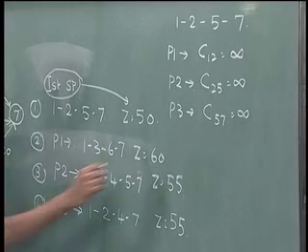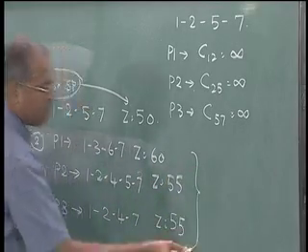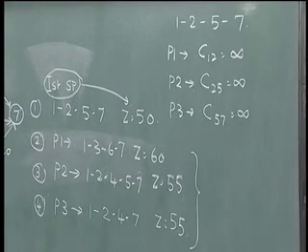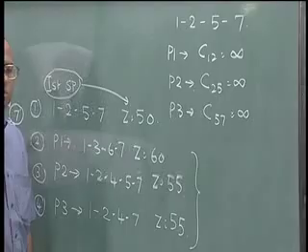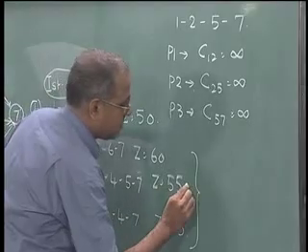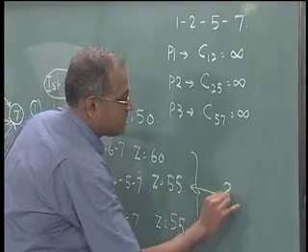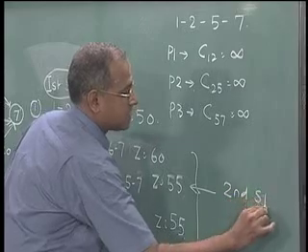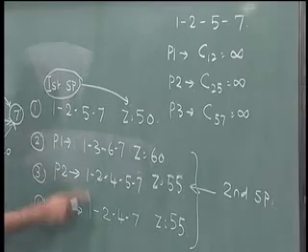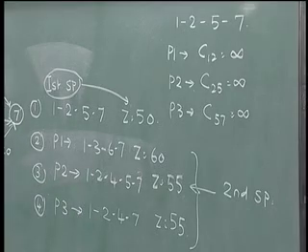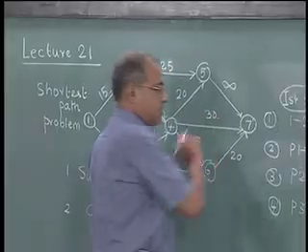Now, out of these three, the one that has the smallest distance is the second shortest path. So, in our example, either this or this can be shown as the second shortest path. So, we may now say that this is the second shortest path. We could have said also this as the second shortest path. So, we have now found out the second shortest path on this network.